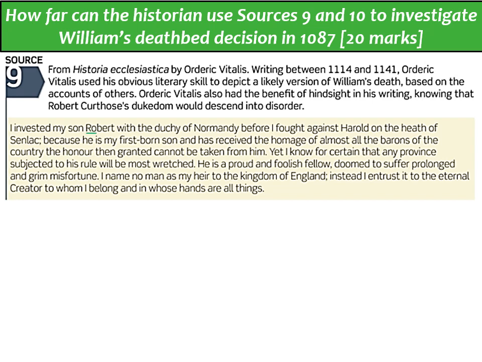So he's recognising that Robert is his natural successor to the Dukedom of Normandy, and he's done this prior to 1066, in line with the laws of primogeniture. So that would perhaps be our first inference. We would perhaps use contextual knowledge to explain why William makes the decision to give Normandy to his firstborn son.